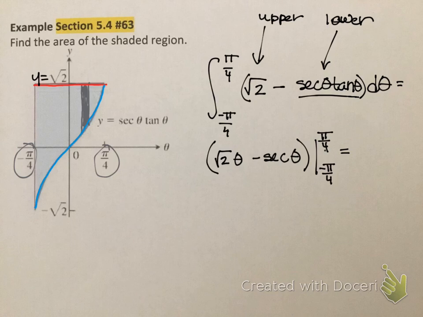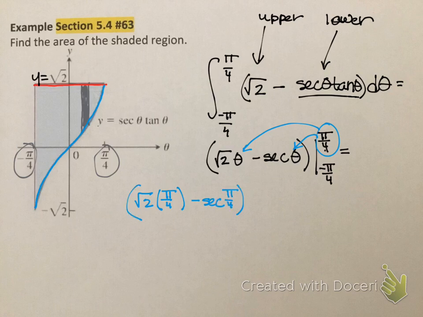So when I plug in pi over 4 for my theta, I will get square root of 2 times pi over 4 minus the secant of pi over 4. And when I do f of a, plugging in a negative pi over 4, I'll get square root of 2 times negative pi over 4 minus the secant of negative pi over 4.